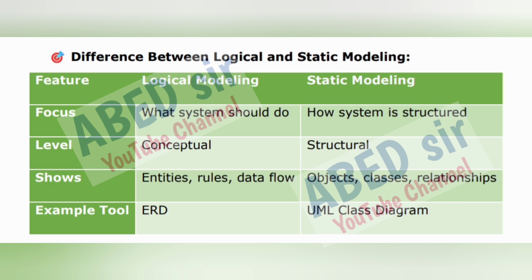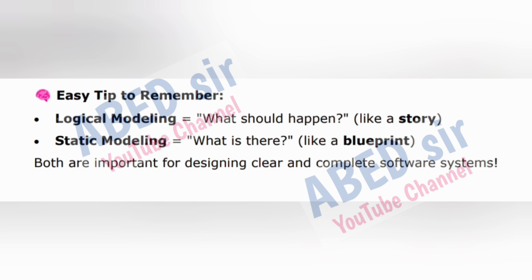Difference between logical and static modeling. Feature: logical modeling, static modeling. Focus: what the system should do, how the system is structured. Level: conceptual, structural. Shows: entities, rules, data flow; objects, classes, relationships. Example tool: ERD, UML class diagram. Easy tip to remember. Logical modeling is equal to what should happen, like a story. Static modeling is equal to what is there, like a blueprint. Both are important for designing clear and complete software systems.